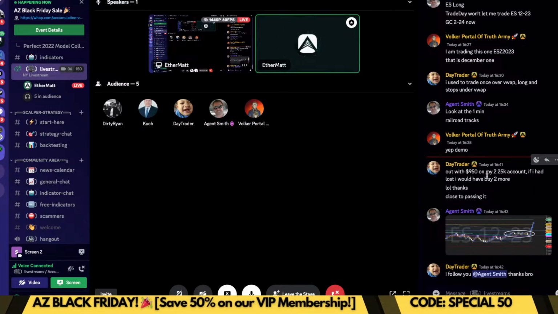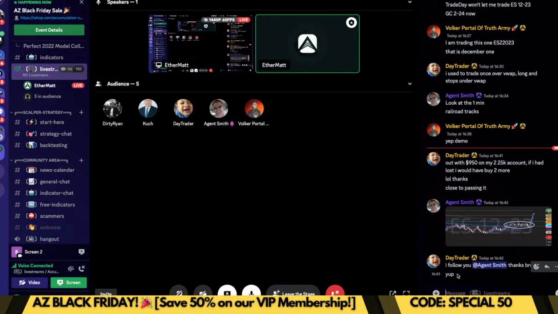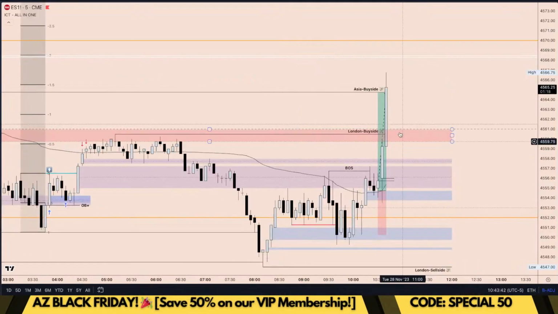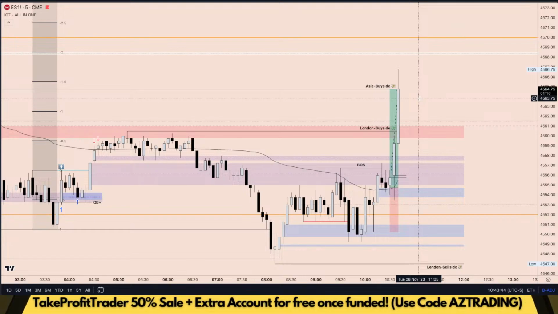Out with 950 on my 225k account. If I had lost, I would have bought more. So you're doing that approach that I suggested to use for past challenges, where you risk a little bit more. Nice, well done. Yeah, I considered buying a couple more 25k accounts before the live stream. I would just do that for the PM session. Because I've already made the profit, and because I had the bad experience yesterday, I still had fresh wounds.